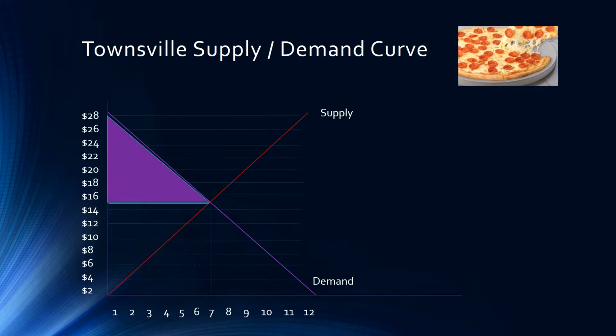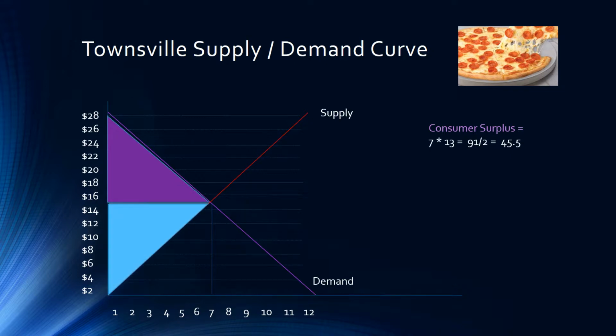The purple triangle represents the consumer surplus. That is, the amount a buyer is willing to pay for pizza minus the amount the buyer actually pays for it. This is calculated by finding the area of the triangle. Base times height divided by 2. So in our case, consumer surplus is 45.5.